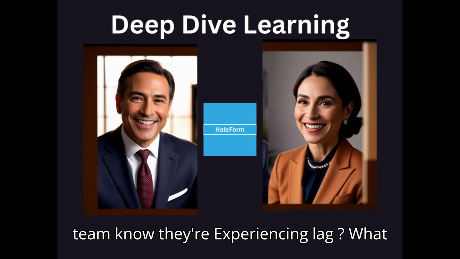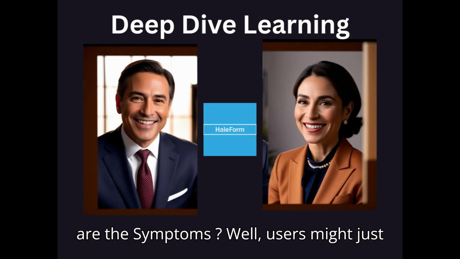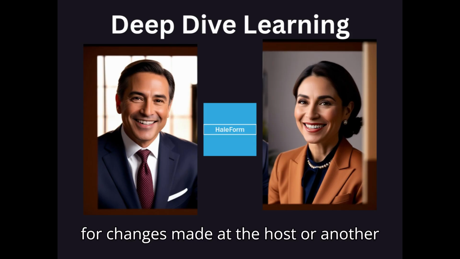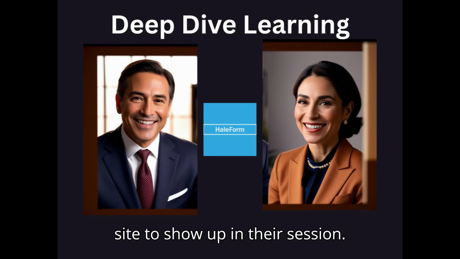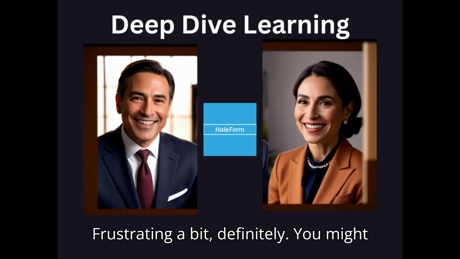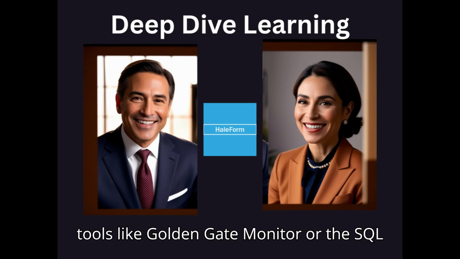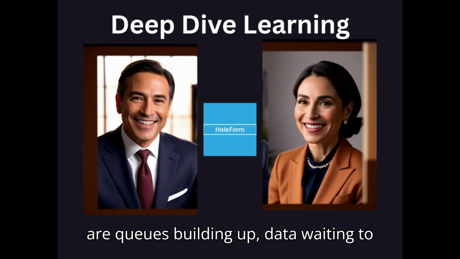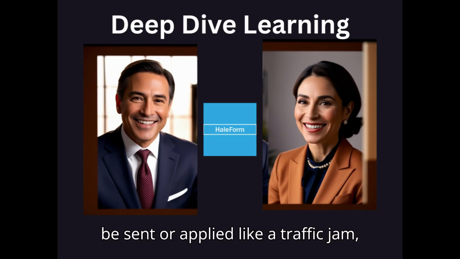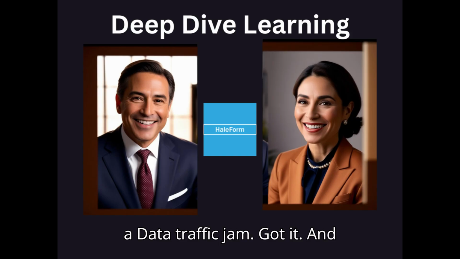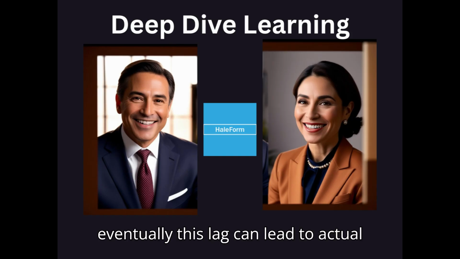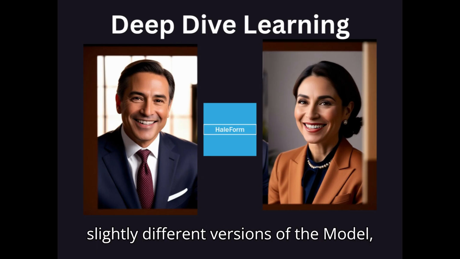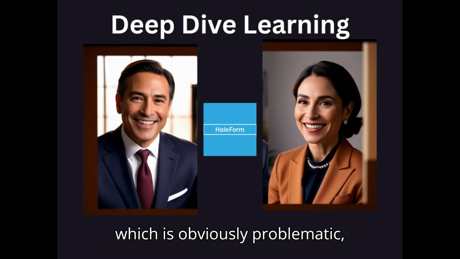And how would a team know they're experiencing lag? What are the symptoms? Well, users might just notice it takes a long time, maybe hours, for changes made at the host or another site to show up in their session. Frustrating, I bet. Definitely. You might also see, if you look at the monitoring tools like Golden Gate Monitor or the SQL Server Replication Monitor, that there are queues building up, data waiting to be sent or applied, like a traffic jam. A data traffic jam. Got it. And eventually, this lag can lead to actual inconsistencies, different people seeing slightly different versions of the model, which is obviously problematic. Obviously.